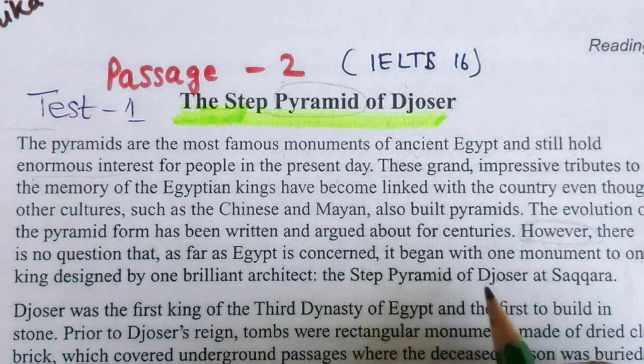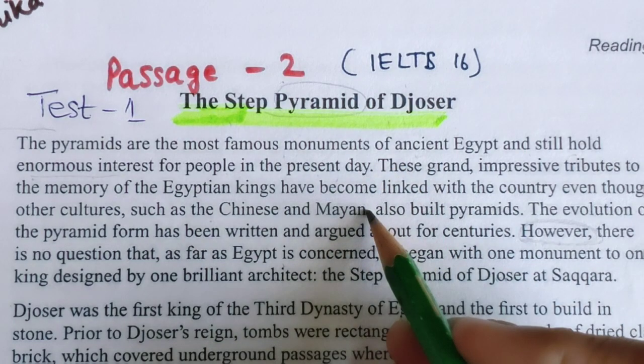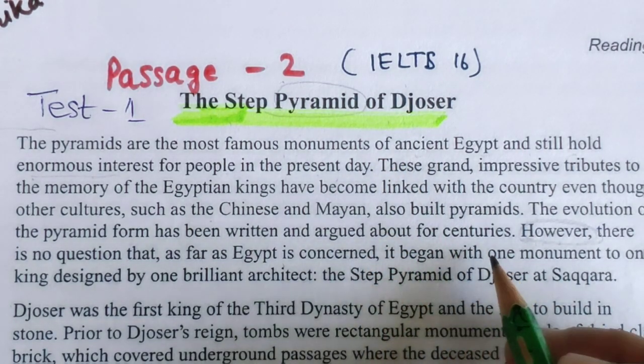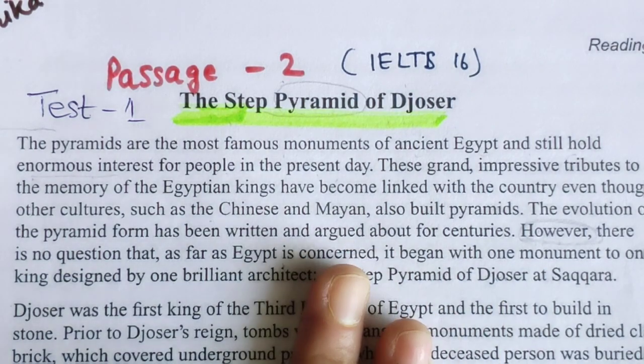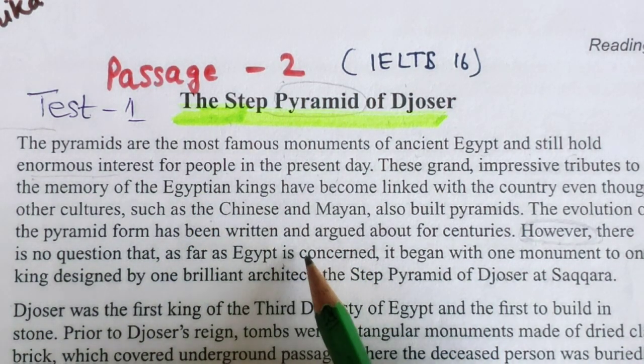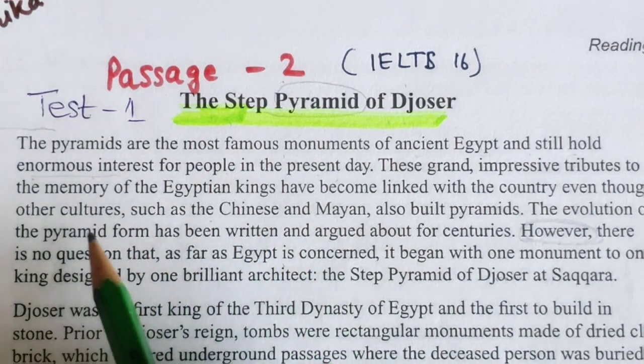But out of 7 or 8 match-the-heading questions, 4 you can easily find out by reading the last sentences and the first sentences. But for three questions you have to read the whole paragraph, then you will get the answer. So it's better to read the whole paragraph very fast.